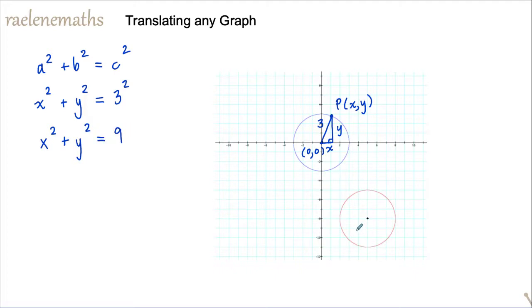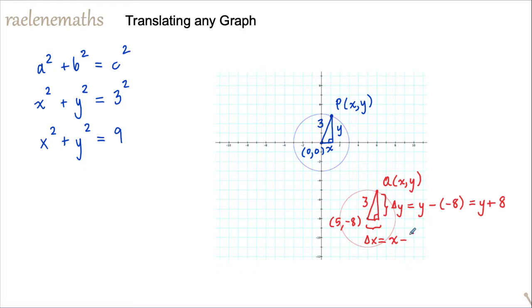The red circle has a center located at 5, negative 8. If we similarly take any point on the circumference, I'll call that point Q, then we can also draw the radius line with a radius of 3. That's the same as the hypotenuse of a right triangle. But now we have slightly different bases and heights, if you will, of this right triangle. This height, delta y, is going to be y2 minus y1, so y minus negative 8, which is y plus 8. And this base, or delta x, is going to be x2 minus x1, which is x minus 5.